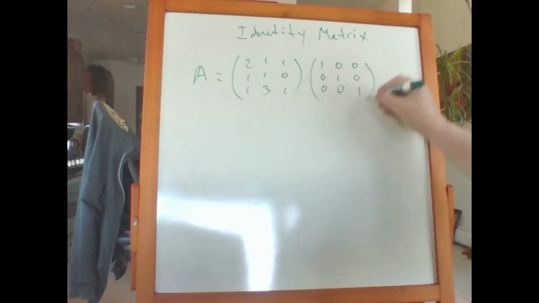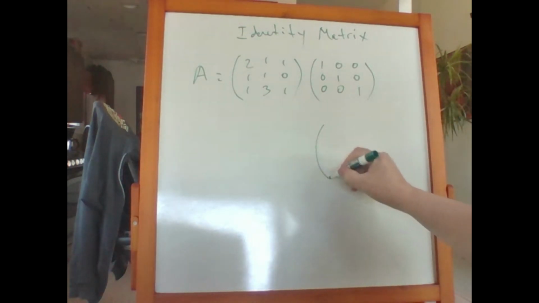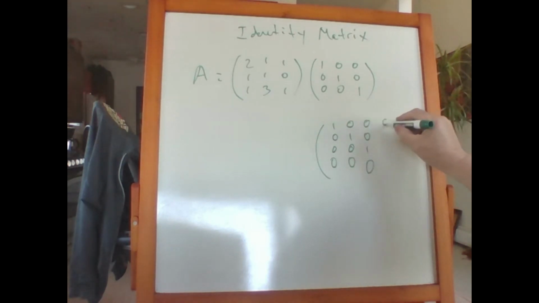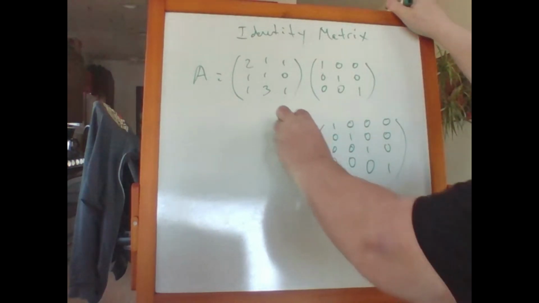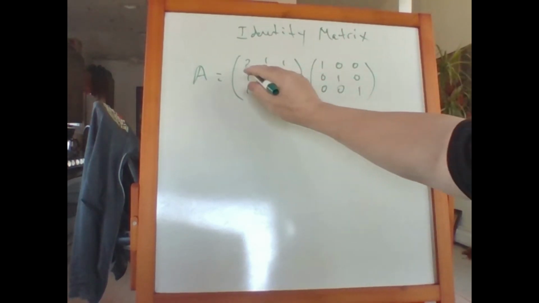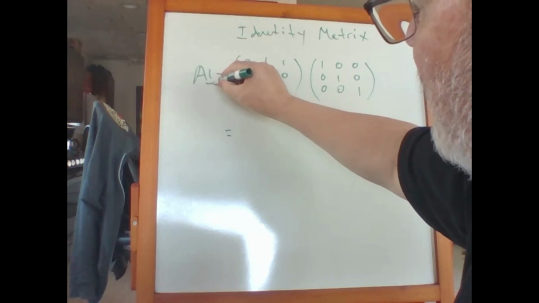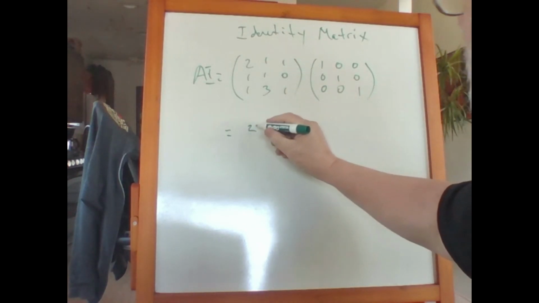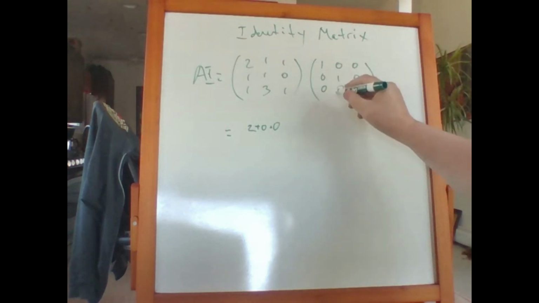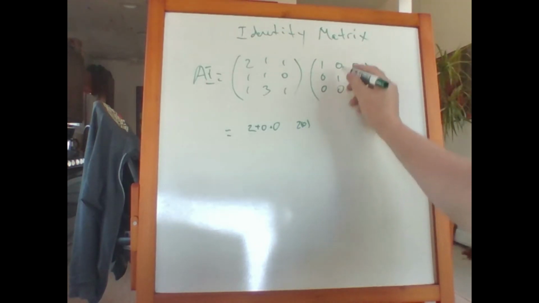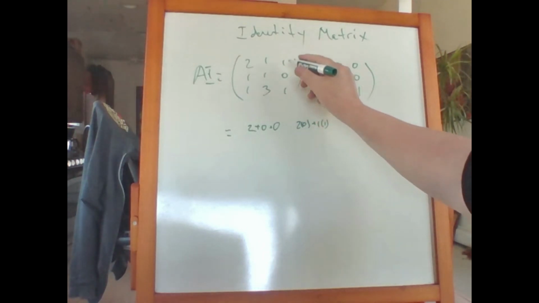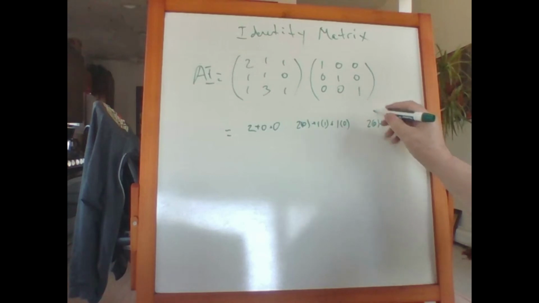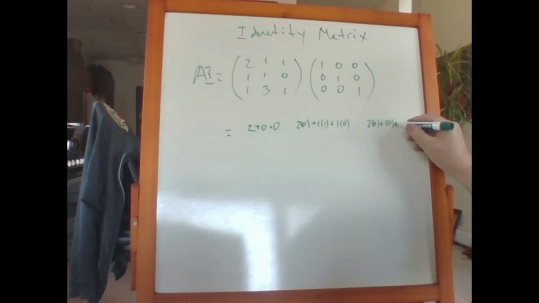This one's for 3x3, but it's always a diagonal. For 4x4, it would be 1, 0, 0, 0, 0, 1, 0, 0, 0, 0, 1, 0, 0, 0, 0, 1, the diagonal. And I'll just demonstrate that to you. Okay, so we have A times I. So 2 times 1 is 2. 1 times 0 is 0, plus 0, plus 0. Okay, this one is 2 times 0, plus 1 times 1, and 1 times 0. And finally, we got 2 times 0, plus 1 times 0, and plus 1 times 1.